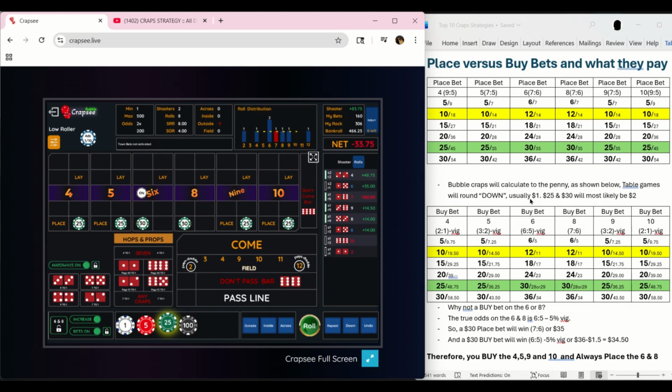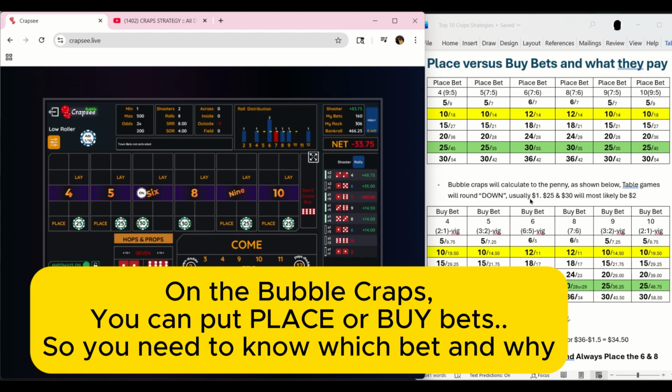You can play the bubble craps, but some people say the bubble craps machines are programmed not to pay out as well. They're not really random rolls. That's up to you to decide.